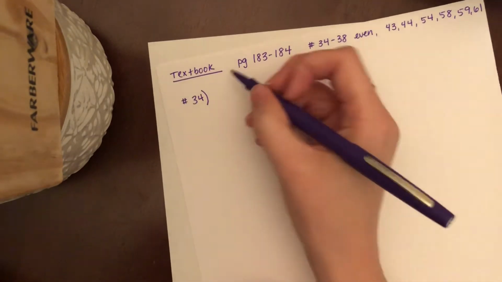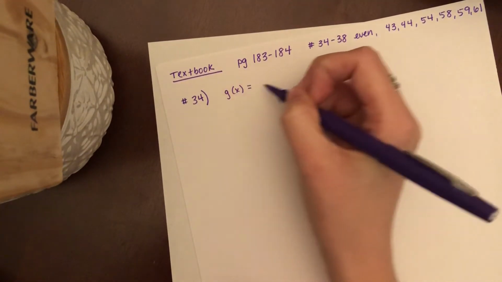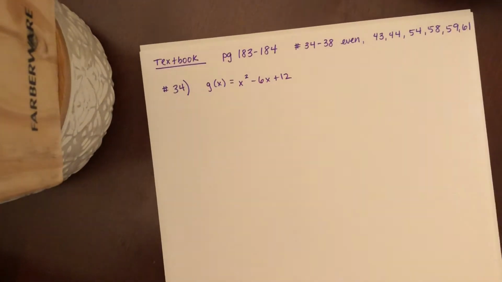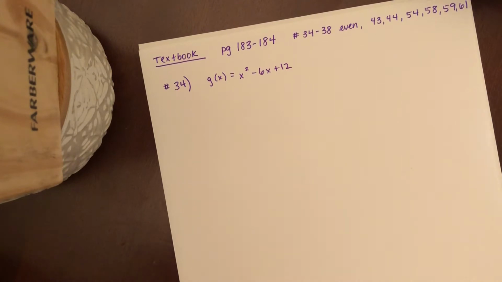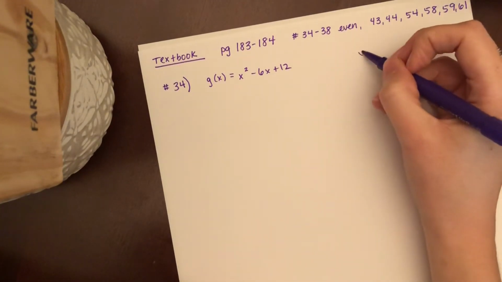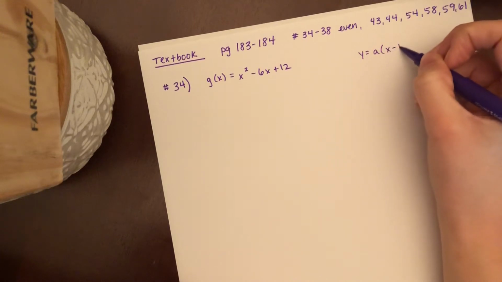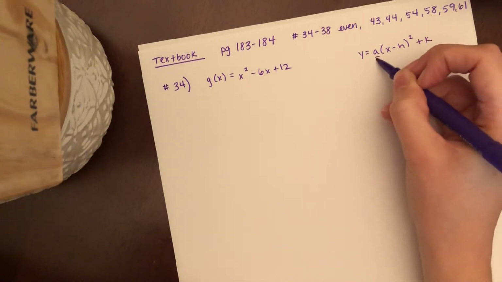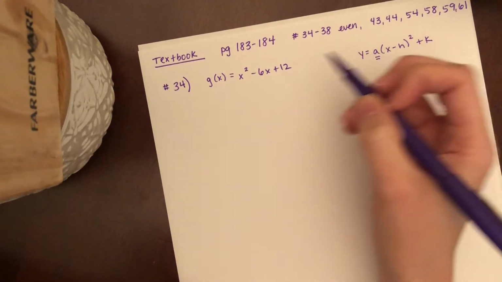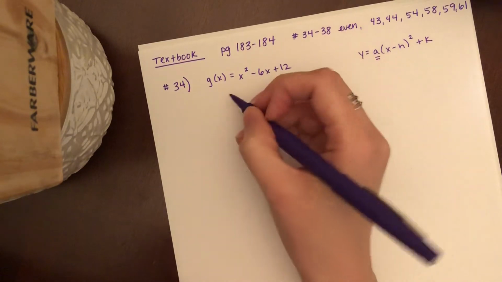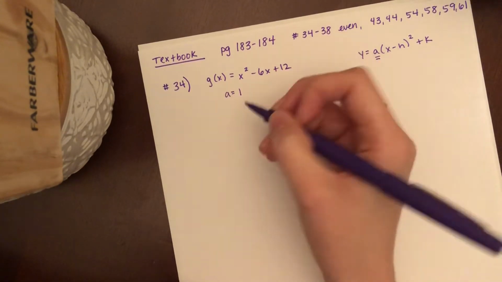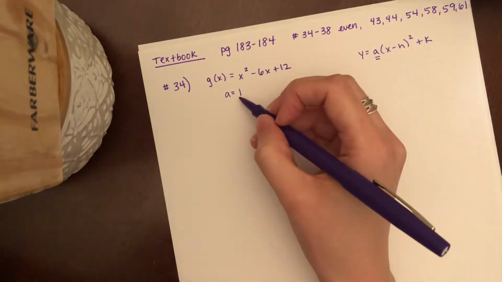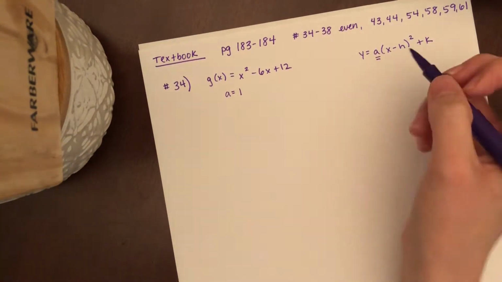So in number 34, our function g of x equals x squared minus 6x plus 12. We do know one piece of information already, so we're trying to convert this into our vertex form, which is a times the quantity x minus h squared plus k. We already know a. If something in standard form has an a value of 1, when you convert it to vertex form, the a value is still going to be 1. So the good news is we have one piece already, we just need to find what the vertex is.